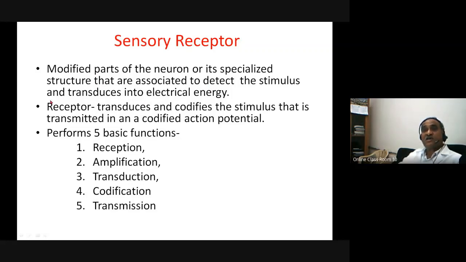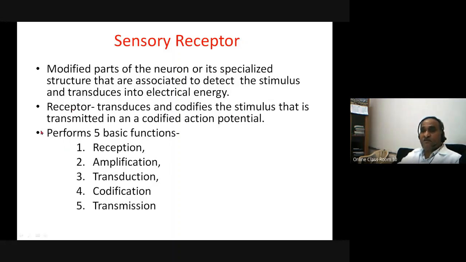So again, it's a modified part of the neuron, or a specialized structure, to detect the stimulus and transduce it into electrical energy. That is the sensory receptor. In simplified ways, a receptor is the modified part that transduces and codifies the stimulus that is propagated or transmitted as an action potential in the nerve to the centers. That is the receptor. Another definition.